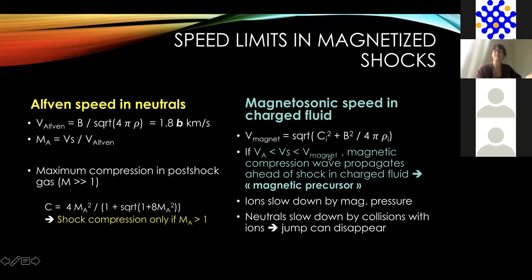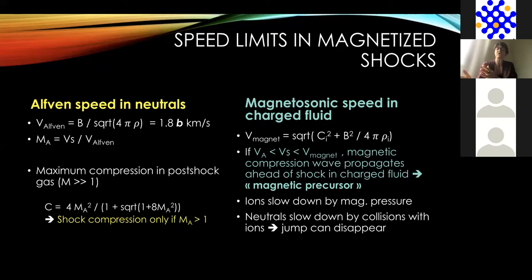And if this magnetosonic speed, so if the gas is not very much charged, so rho I is much less than the rho total, it means V magnet can be larger than V Alfven. So if you compare those two formulae, you can have some shocks that are in between those two velocities. So when that happens, it means that there is a compression wave that can propagate faster than the shock. And so it can propagate ahead of the shock in the pre-shock charge fluid. And that's called a magnetic precursor.